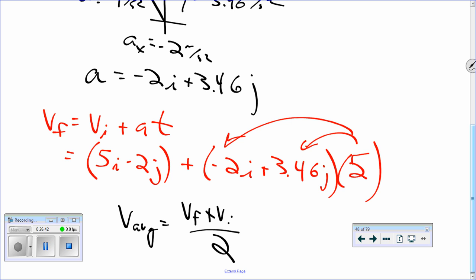Yes, but our acceleration is constant. So the constant acceleration is the same as the average acceleration.